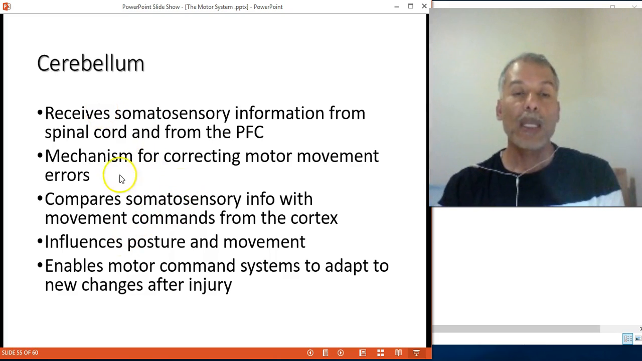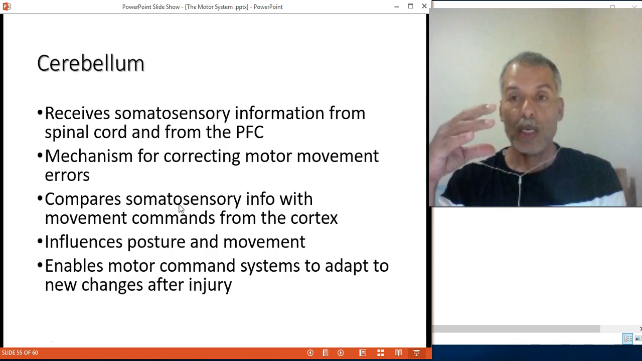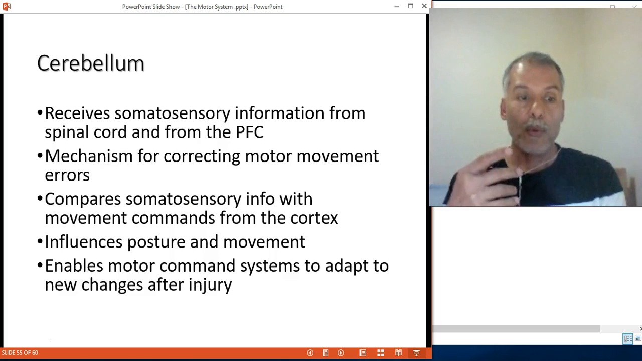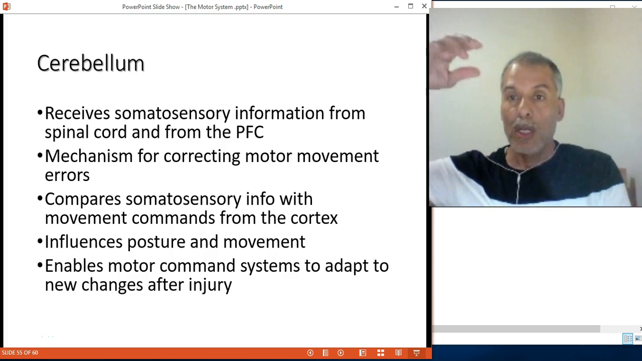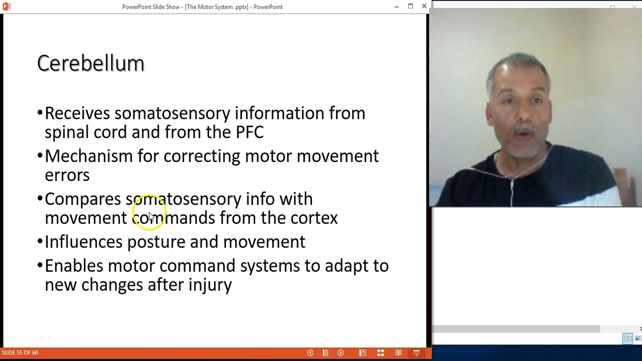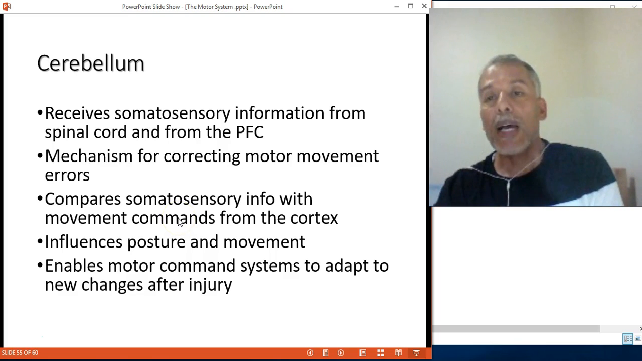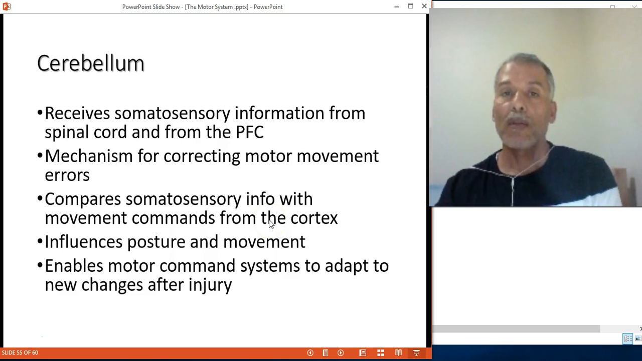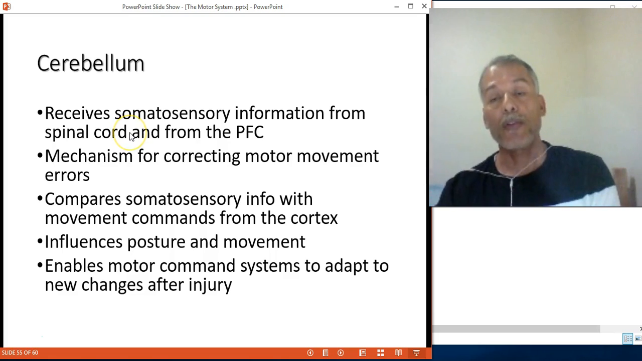It compares, now this is very important. The cerebellum compares somatosensory information about, say, for example, touch, orientation, a movement of an organ or a muscle. So it compares that information with the movement commands, or the directions for movement, that are coming from all the different parts of the cortex, especially the prefrontal cortex.